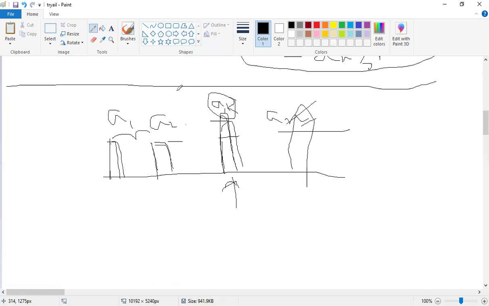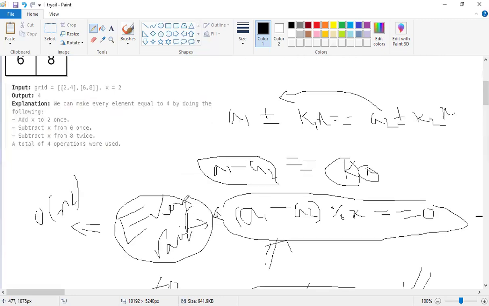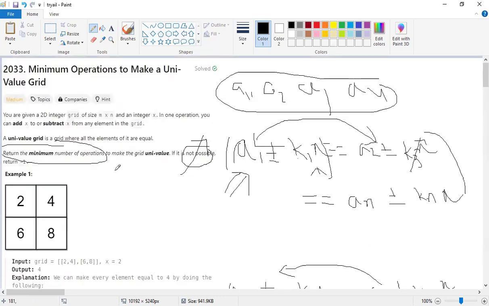So A1 will finally transform into AK, A2 will transform into AK, and AN will be transforming into AK. If AN is greater, we are going to cut off this value. If these are less, we are going to add some of the value. But AK will be the final value that they will become. Now we want to find out the AK. Why? Because this is a minimum number of operations we want to find out.